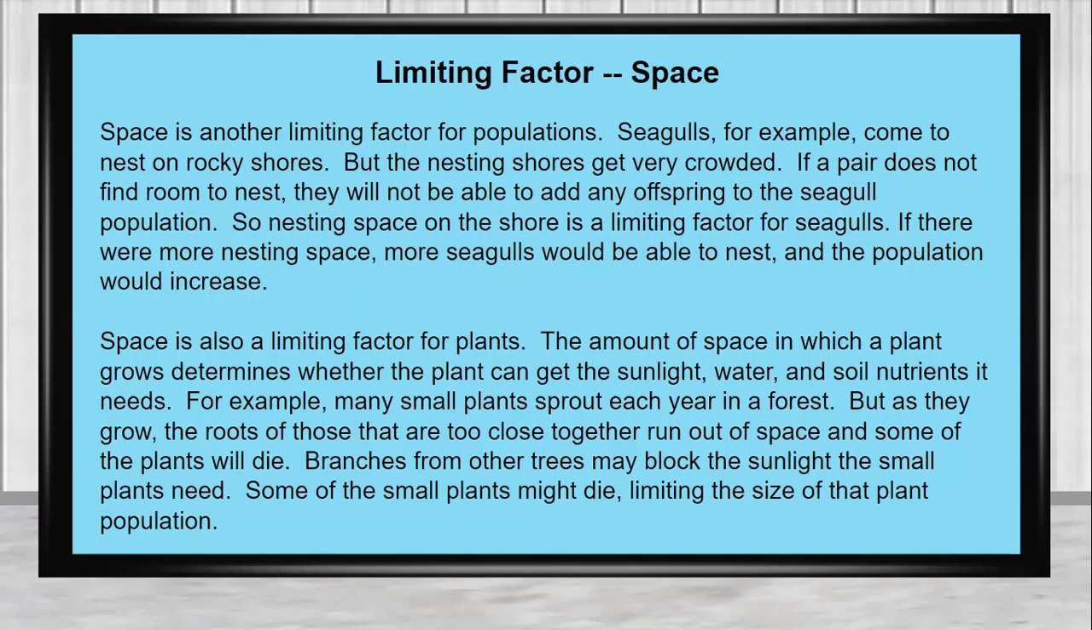Space is also a limiting factor for plants. The amount of space in which a plant grows determines whether the plant can get the sunlight, water, and soil nutrients it needs. For example, many small plants sprout each year in a forest, but as they grow, the roots of those plants that are too close together run out of space, and some of the plants will die. Branches from other trees may block the sunlight that small plants need. Some of the small plants might die, limiting the size of that plant population.